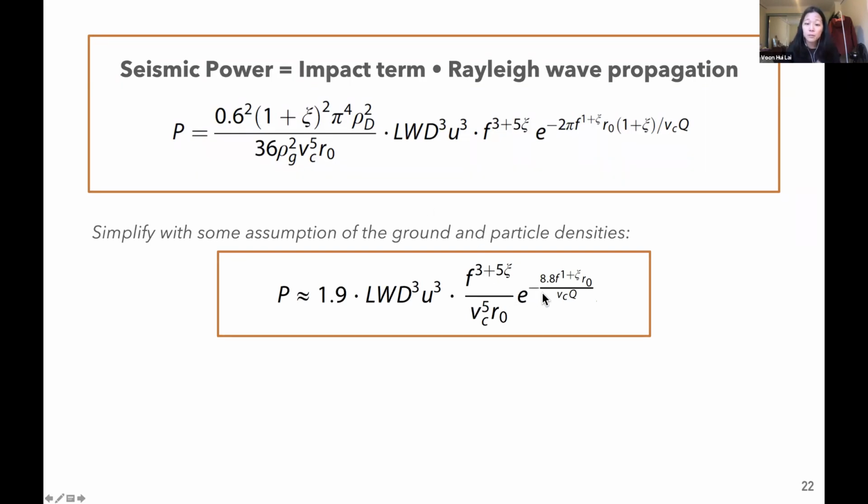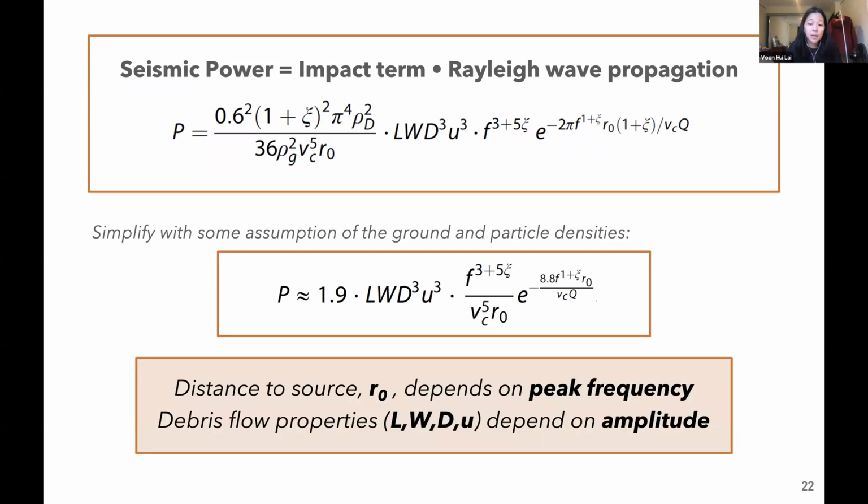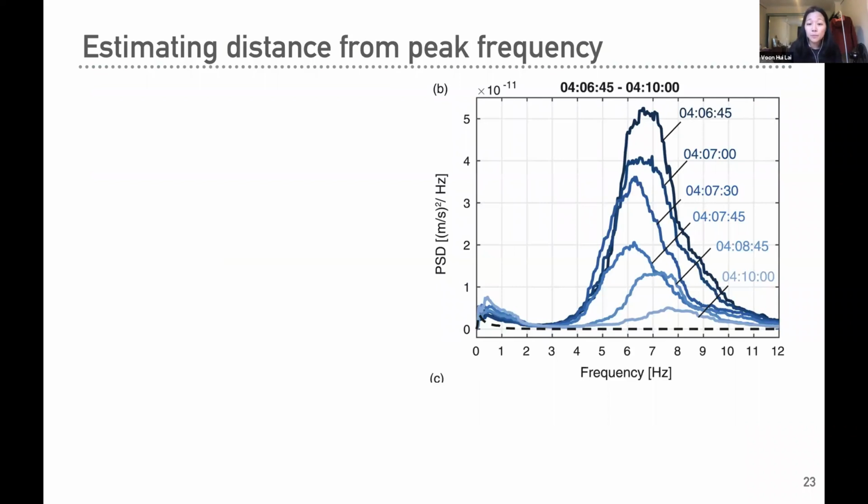In debris flow, we're interested in knowing the location of the source and also important flow parameters, and the equation provides these answers. So in the next few slides, I will go through each parameter in this equation and show how the distance to the source depends on the peak frequency, and the debris flow properties like the dimension of the snout, the particle size, and flow velocity control the amplitude. So first we will solve for the peak frequency, which is something that we can measure from the observation.